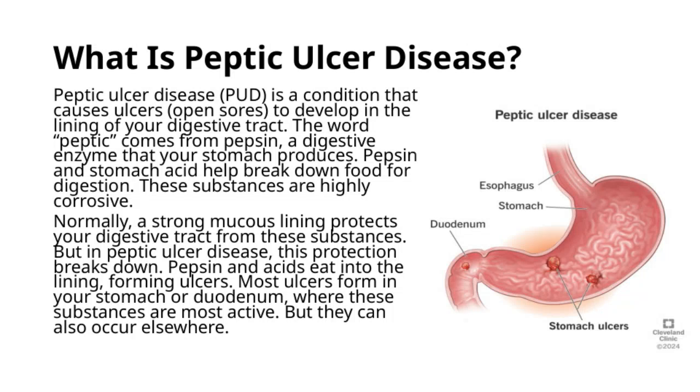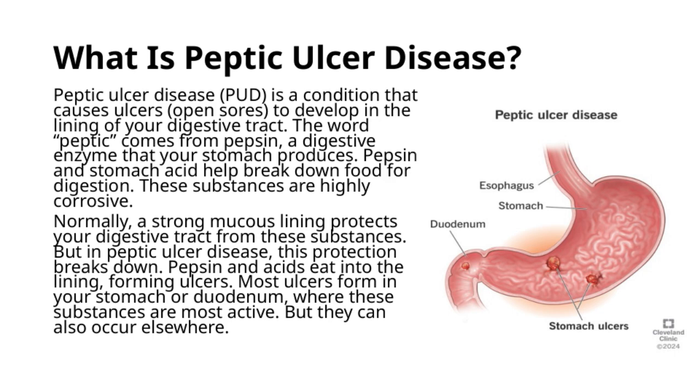Peptic ulcer disease, or PUD, is a condition where open sores, known as ulcers, develop in the lining of your digestive tract. The term peptic comes from pepsin, which is a digestive enzyme that your stomach produces to help break down food. Along with stomach acid, pepsin plays a key role in digestion, but both are also highly corrosive substances. Under normal circumstances, your body has a strong mucus lining that acts as a protective barrier, shielding your digestive tract from these harsh substances. However, in peptic ulcer disease, this protective layer breaks down. When that happens, pepsin and stomach acid can start to eat into the lining, creating ulcers.